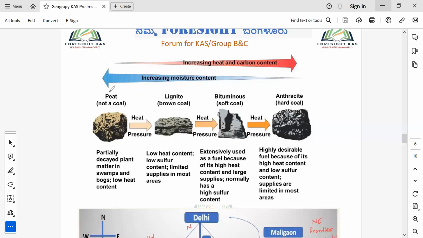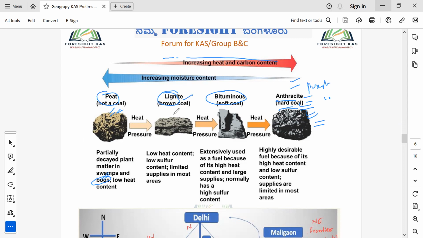See, this is coal: peat, lignite, bituminous, anthracite. Anthracite is the hardest coal. Even with a hammer, it's very difficult to break. With increasing heat and carbon content, anthracite has the highest carbon content and is also called the purest form of coal. Moisture is also very low, which is why it burns cleanly. This arrow mark shows moisture keeps decreasing. Peat has the highest moisture, sometimes called bogs. Bogs are wetlands, and peat is formed in wetland. It has very little carbon, will not burn properly, and gives a lot of smoke. So peat is not really a coal.